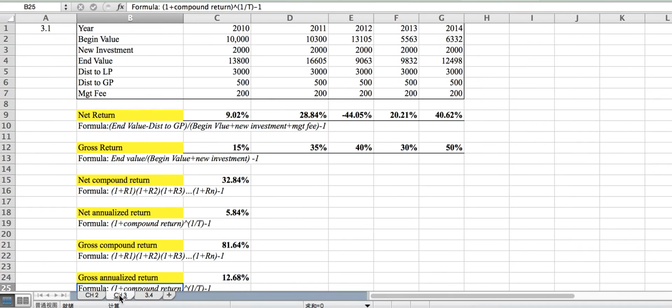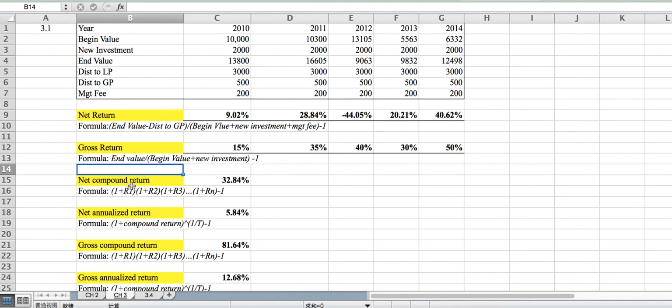Now I will move on to chapter 3. Chapter 3 is calculating several returns. The first one is net return. Here is the formula, and I just plug in the numbers from the table to calculate each year's net return. And for the gross return, same thing, I plug in the numbers from the table and put them in this formula to calculate each year's gross return.